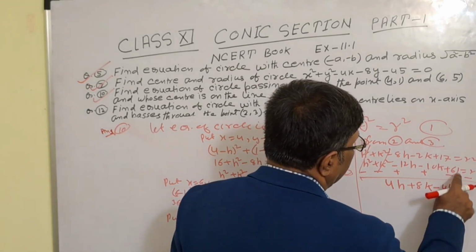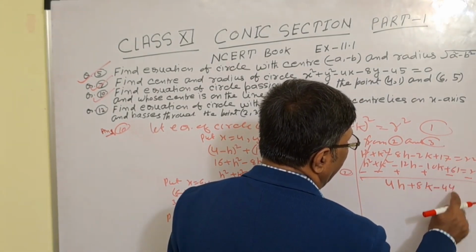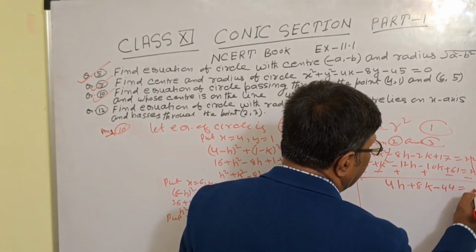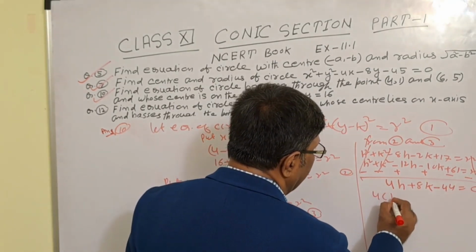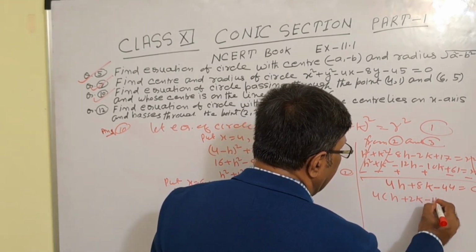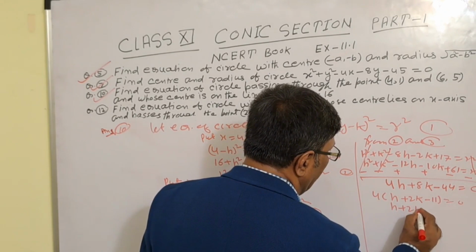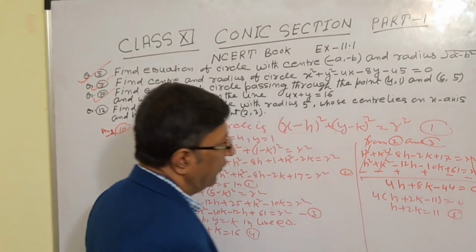So 61 minus 70. So 1 minus 7. 11 minus 7, 4. 5 minus 1, 4. And this equal to what? This cancels, you will get 0. So when we take 4 common, we get h plus 2k minus 11 equal to 0. So this is h plus 2k equal to 11. So this is equation number 5.